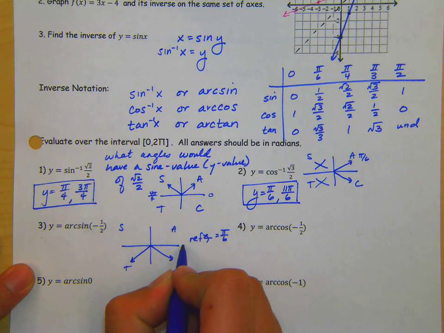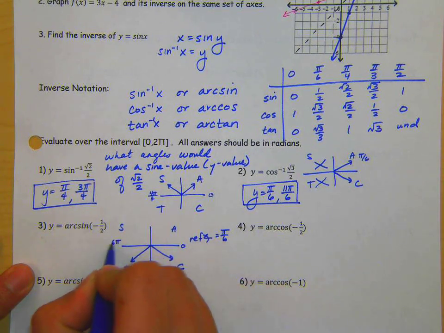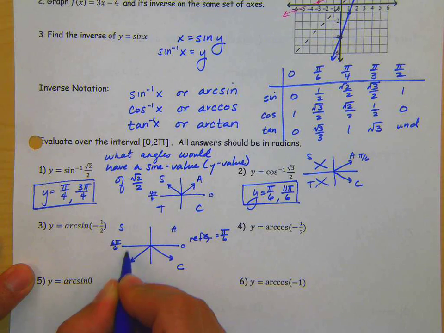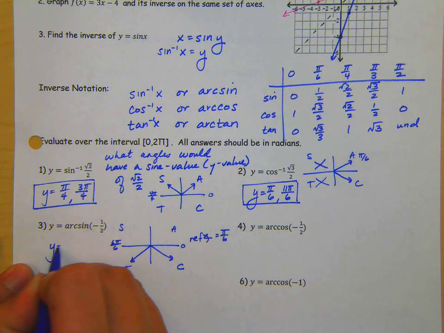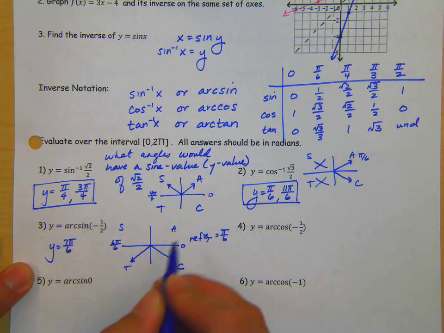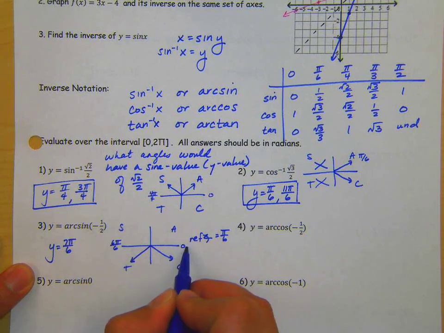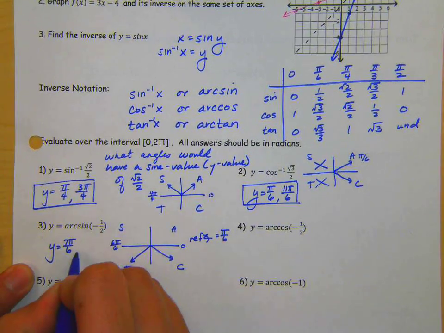So if this is 0, this would be 6 pi over 6. A little bit more, if I add one more, would be 7 pi over 6. If I went a full circle, that would have been 12 pi over 6. So a little bit less would be 11 pi over 6.